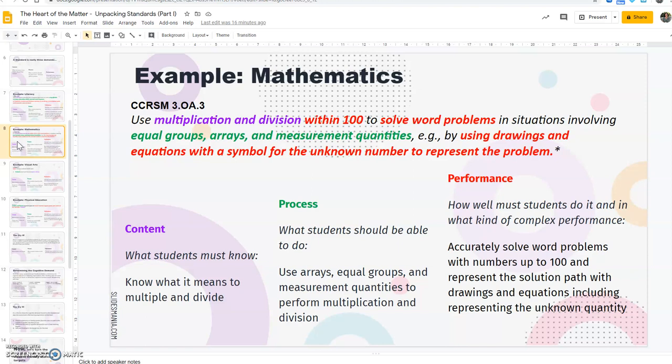The performance is to accurately solve word problems, so accuracy, solve these problems contextualized within word problems, numbers up to 100, and represent the solution path with drawings and equations, including the unknown quantity.